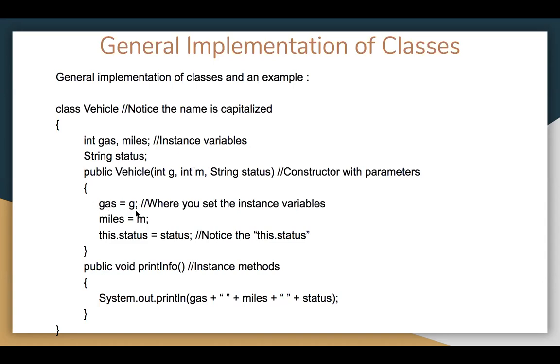And you can see here, this is where we set them. So gas is equal to g, miles equals m, and you can see here that this is different from these. The reason we're adding this.status is that these variables are not the same as these variables, right? They have different names, but this status variable is the same as this status variable. To differentiate between these two, we have to add this.status, which means we're talking about this variable in this class. So it equals status, which refers to this parameter.